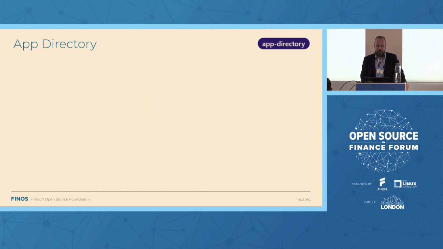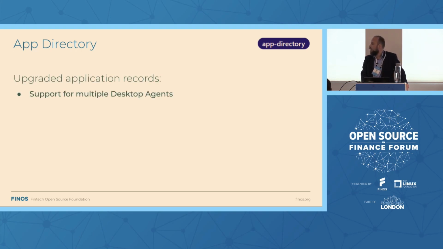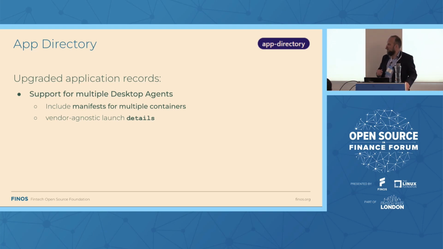And finally, we've significantly improved those application records, the things that describe the apps. They now have support for multiple desktop agents, where previously they only really gave you the setup for one of them. Or you can go completely without the vendor-specific manifest and use some vendor-agnostic launch details that have been added to it, with the aim of ensuring that one record really works for everybody.